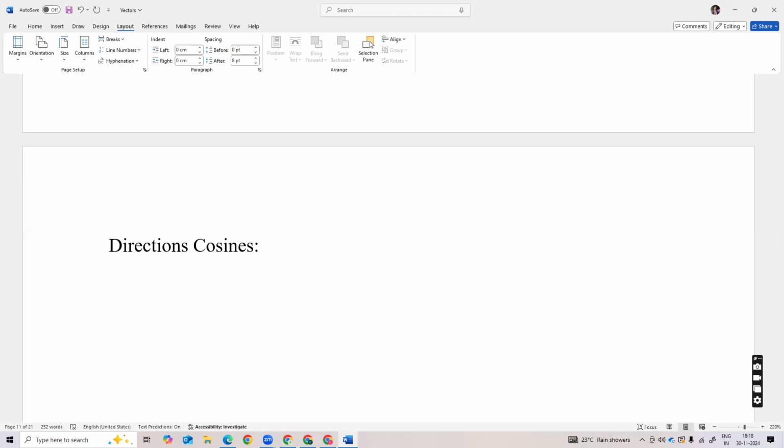So direction cosines are basically the cosines of the angles a vector makes with the directions of the three coordinate axes. If you have a vector A, the direction cosines of this vector A are basically the cosines of the angles it makes with the positive direction of the three coordinate axes.